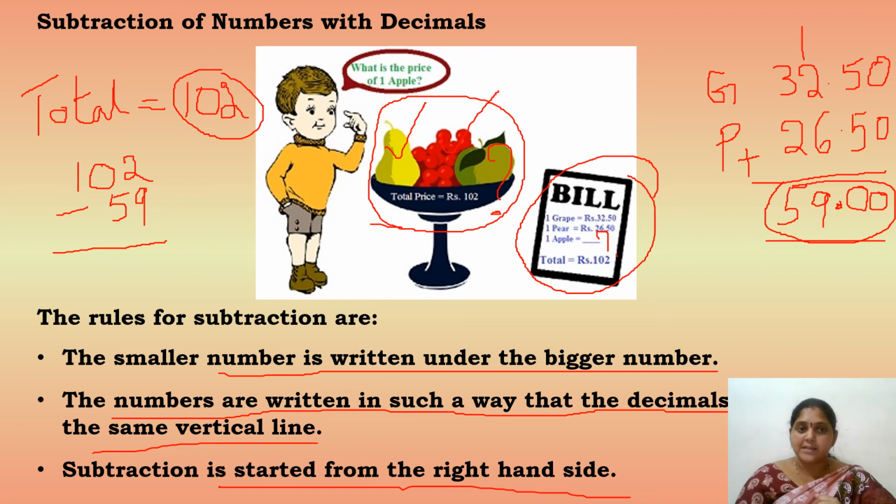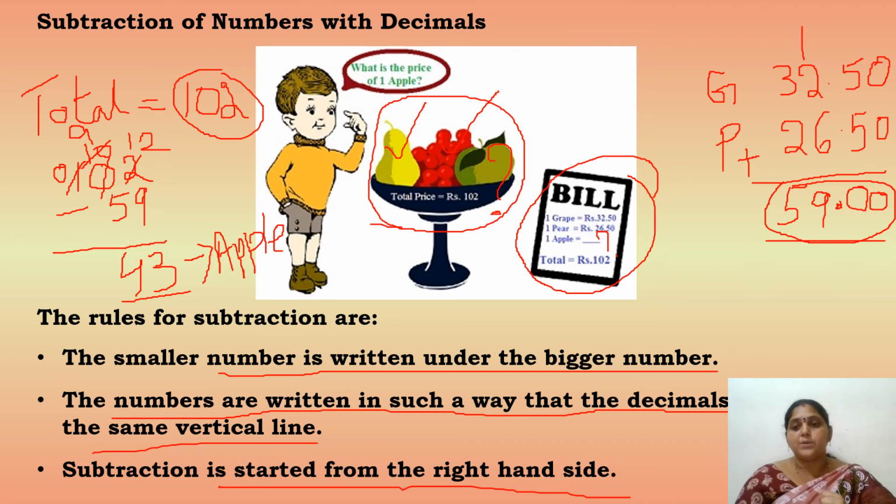Now from 2 you can't subtract 9. What do you have to do? You have to borrow. From 0 you can't borrow, so borrow from 1 itself. It will become 0, and the next digit will become 10. So when you borrow from 10 it will become 9, and the 2 will become 12. So 12 minus 9 is 3, and 9 minus 5 is 4. Now what is the value of apple? The value of apple is 43 rupees. This is how you are going to find the value by doing subtraction in decimals.